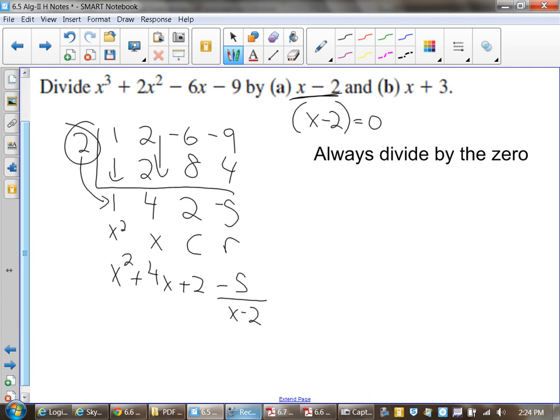Yes, ma'am? So do you only use the remainder of that over x minus 2? Or usually is that the whole thing? It's just the remainder that's over x minus 2. And not always are you going to have a remainder. Sometimes you're going to have that equals 0 at the end.